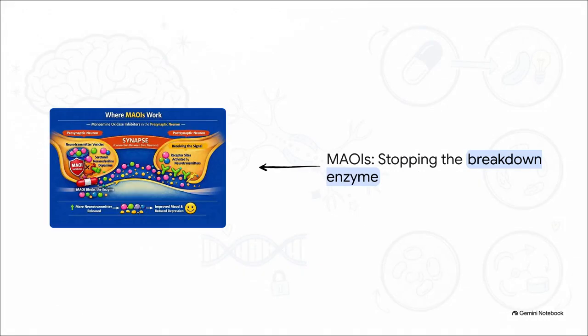Alternatively, we have the MAOIs. These work a bit differently. Instead of working in the gap, they actually work inside the presynaptic neuron itself. They stop the breakdown of neurotransmitters by blocking the specific enzyme that normally destroys them. Because that enzyme is blocked, way more serotonin, noradrenaline, and dopamine are preserved inside the cell, meaning a much larger amount can be released into the synapse to improve mood and reduce depression.